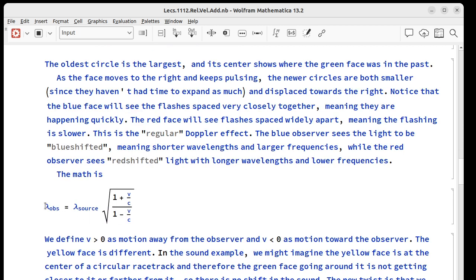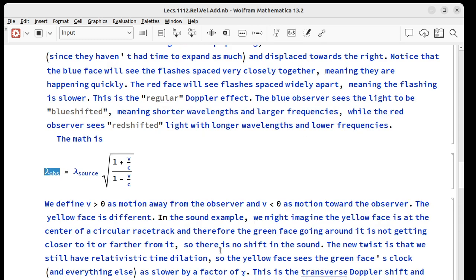The regular redshift would look like this. We would say motion away from the observer is positive v and motion towards the observer is negative v. We can put in our numbers, put in the wavelength at the source, and we can find the wavelength at the observer. For the transverse shift, if we wanted to find the frequency, for example, which is related to the wavelength as it always has been, lambda times frequency is the speed of light. For the transverse Doppler shift, we just take our frequency and divide by gamma.